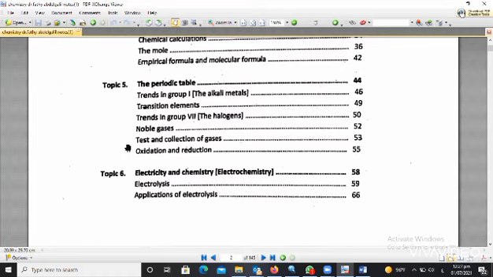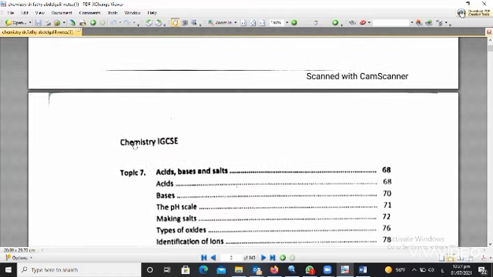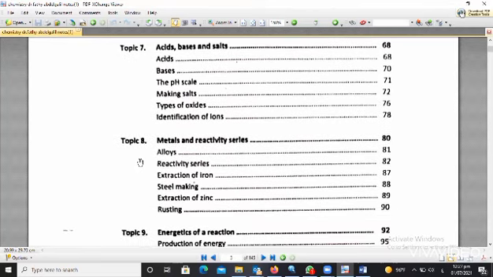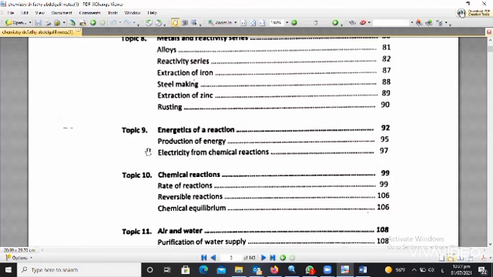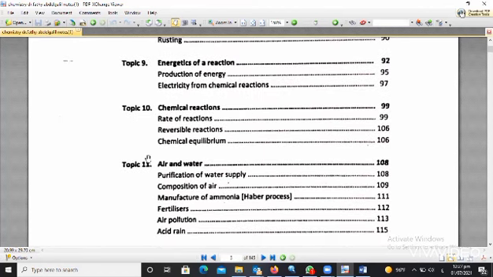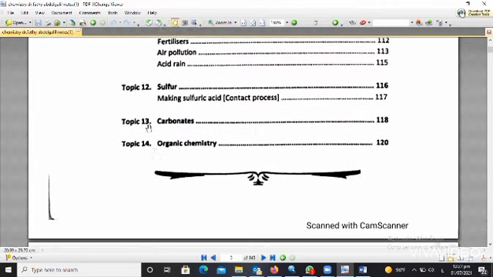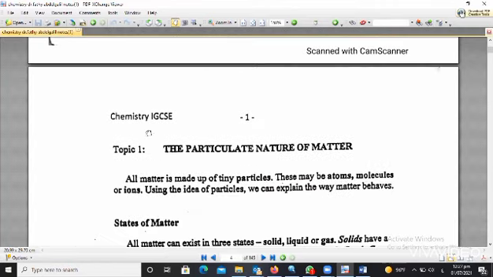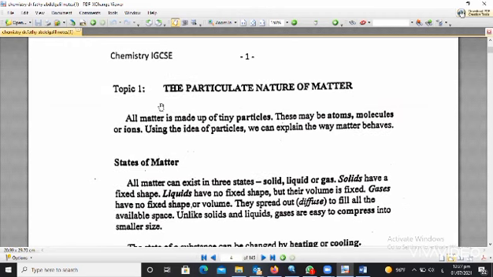Topic number 5, which is the periodic table. Topic number 6, which is electrolysis. Topic number 7, which is acid, base, and salts. 8, metals and reactivity series. Topic number 9, which is energetics of reaction. Topic number 10, chemical reactions. 11, air and water, sulfur, carbonates, and finally we will end with organic chemistry. So this is topic number 1, and topic number 1 is dealing with the particulate nature of matter.